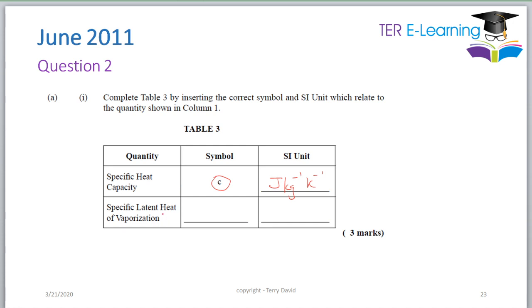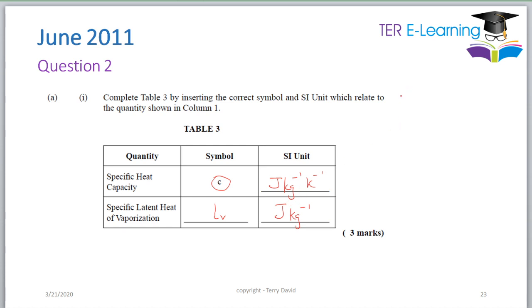They want specific latent heat of vaporization, right? So it's latent heat, so it's going to be L, and it's vaporization, so we're going to put a little V here, right? So that's the symbol for latent heat of vaporization, LV. And the unit in this case is joule per kilogram. Alright?